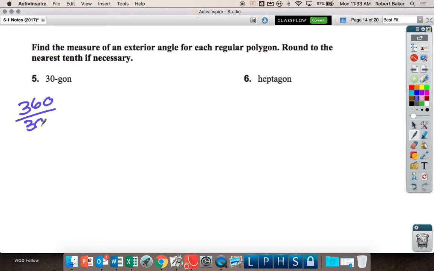360 divided by 30 equals what? 12 degrees. Because you're dividing 360 degrees by the 30 exterior angles. So if you have a 30-gon and you're looking for the measure of one exterior angle, the book wants you to work it this way.